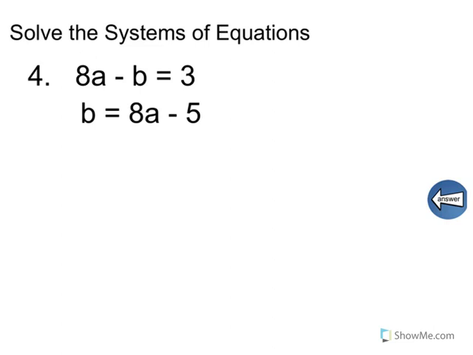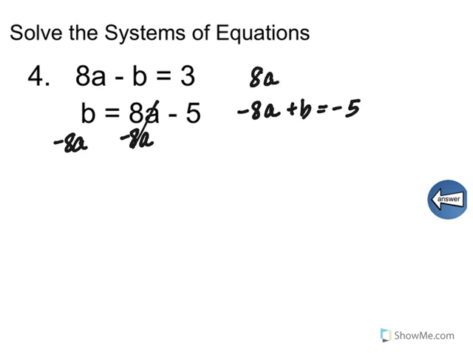Here we have 8a minus b equals 3. We have b equals 8a minus 5. Again, in order to solve this system, I need to get the a and b on the same side. I need to have it in standard form. So that would cancel out. My new equation here would be negative 8a plus b equals negative 5.